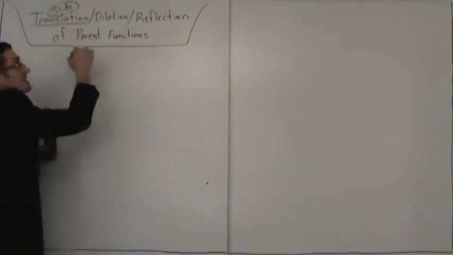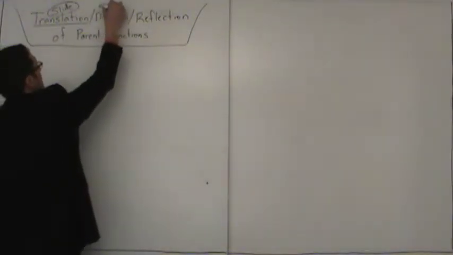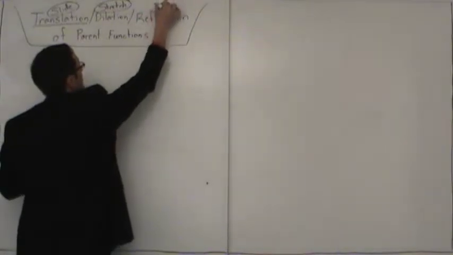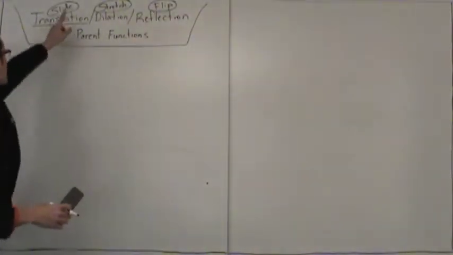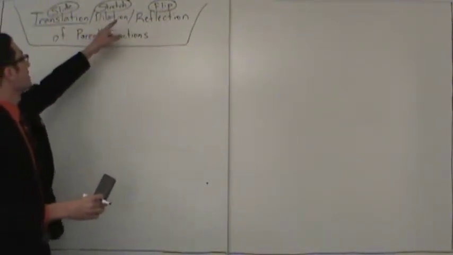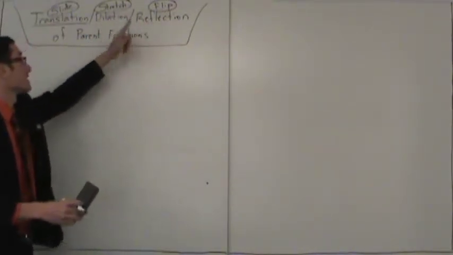Translation is a slide. Dilation is a stretch. And reflection is a flip. Okay, so we're going to focus today just on slide. In the next video we will deal with stretch and flip, or dilation, reflection.